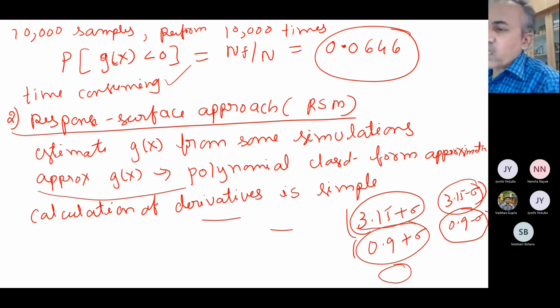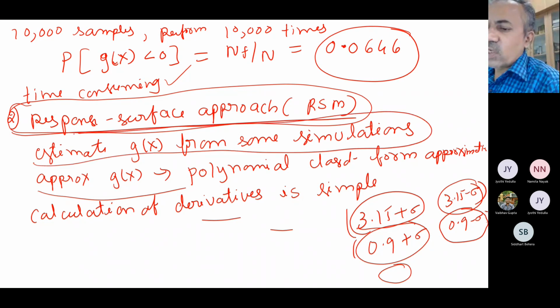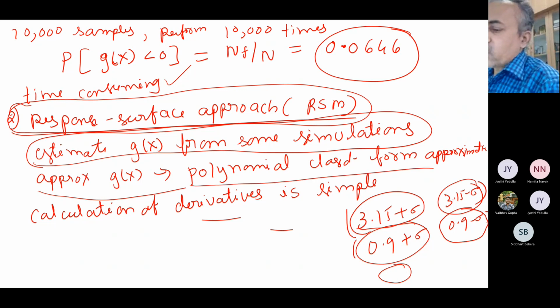The other method we said, an intelligent way of doing the simulation, was the response surface. I explained this also in the last class. The response surface approach is essentially like regression analysis, but you do it systematically, okay? You estimate g of x from simulation. Instead of doing 1 lakh or 2 lakh runs as in Monte Carlo, you run some simulations and then fit some type of function, maybe a polynomial or whatever. Then the calculation of derivatives is very simple, okay?